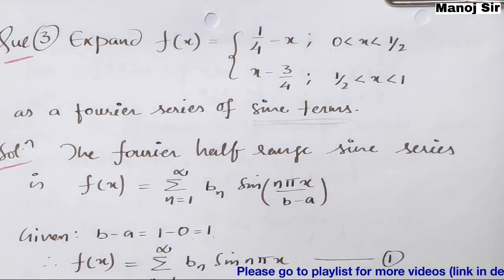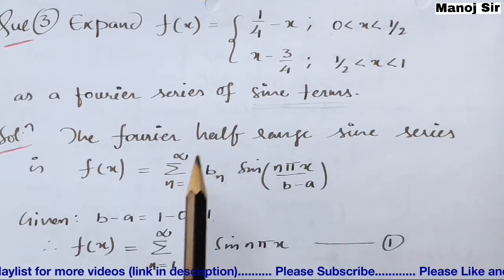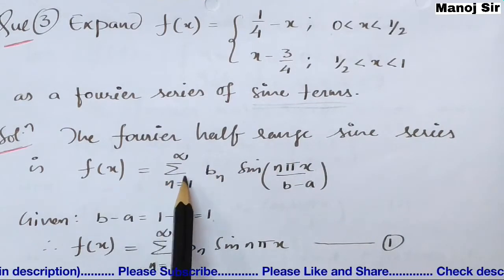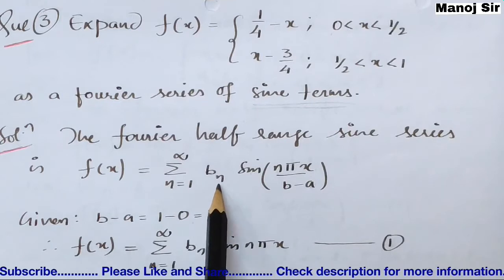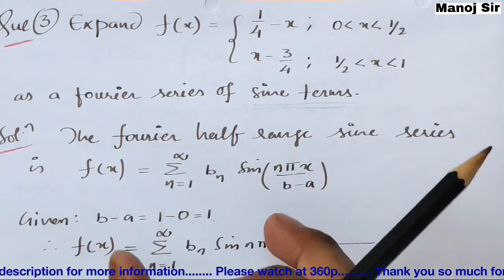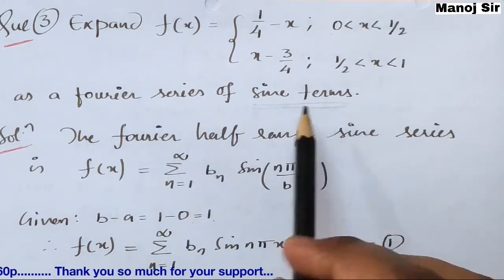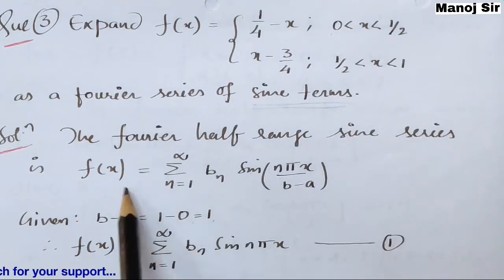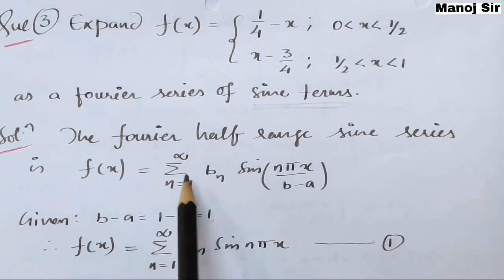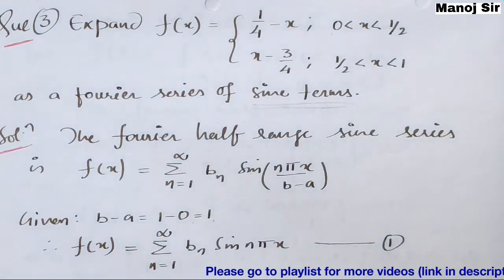As we know, the Fourier half range sine series is given by f of x equals summation n equals 1 to infinity bn into sine n pi x upon b minus a. We need to find this part only, because we are dealing with the half range sine series. So f of x equals summation n equals 1 to infinity bn sine of n pi x upon b minus a.